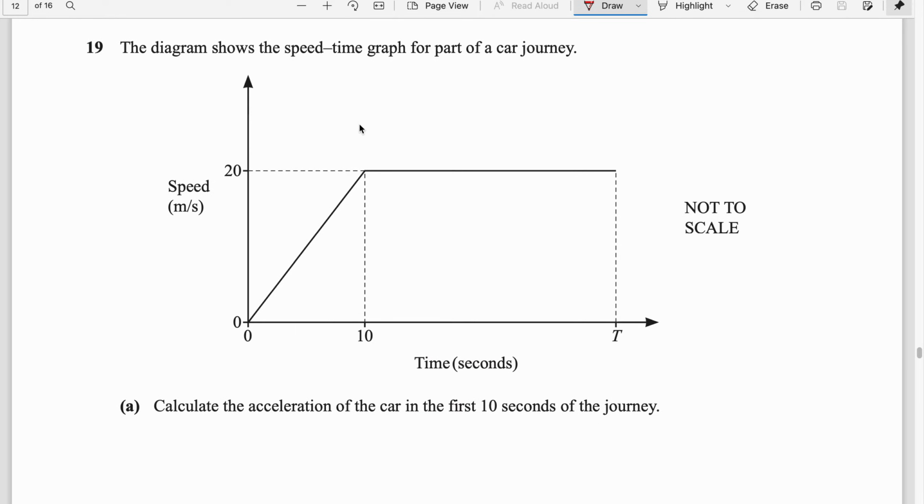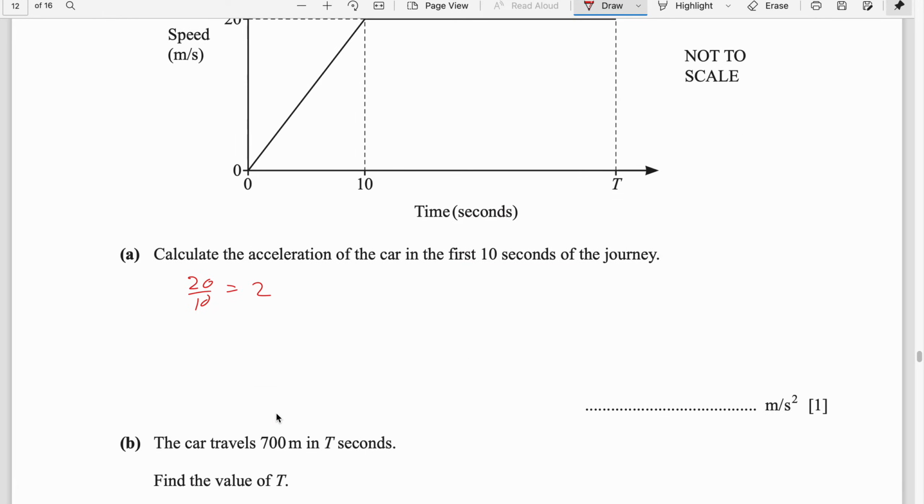Question number 19. The diagram shows the speed-time graph of part of a car's journey. Calculate the acceleration of the car in the first 10 seconds. So acceleration is the gradient, that is rise over run. Acceleration is 2 meters per second squared. Or you may write y2 minus y1 over x2 minus x1 as you wish.